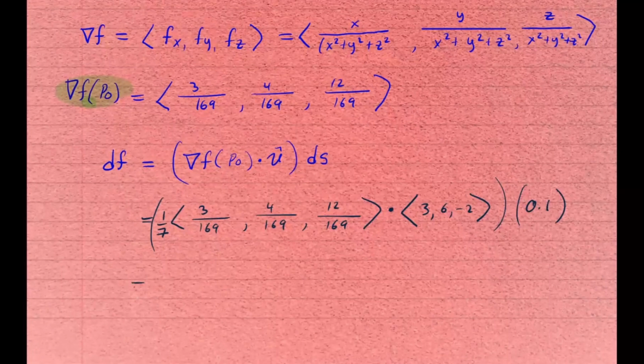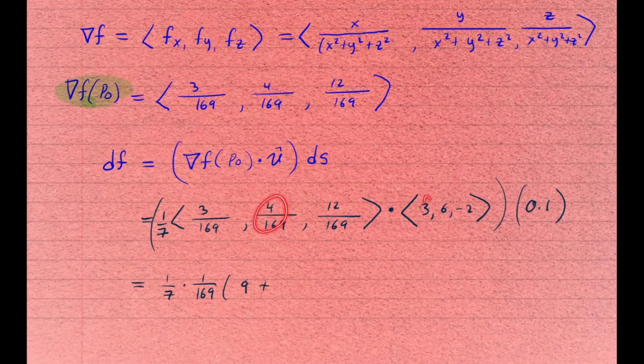Now let's calculate this. So we have 1 over 7 times. So now we do the dot product. So we do this component times that, and we add them up. Now I can also take out 1 over 169 from each term, since that's what I have in common right here. Just a little bit of simplification. So we will get, I guess we can put it like this, 7 times 1 over 169. And then we do 3 times 3, that will be 9, plus 4 times 6, so now we can multiply these guys right here, that's going to be 24. And then 12 times -2, that's -24, times 0.1.